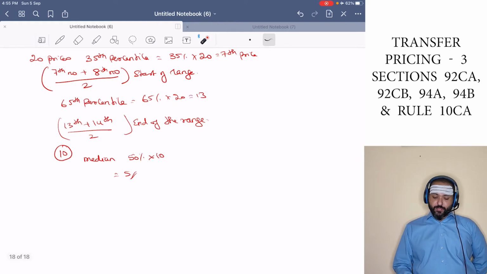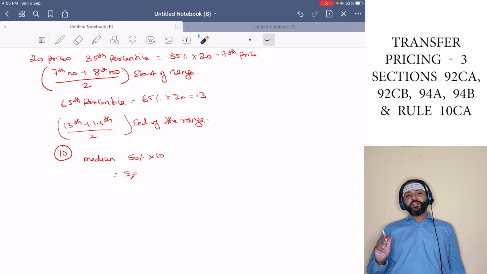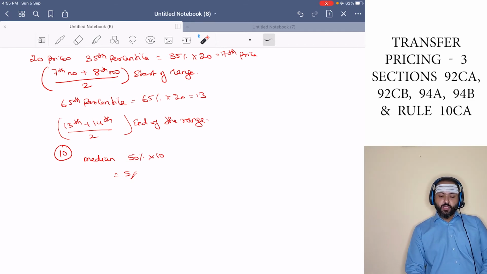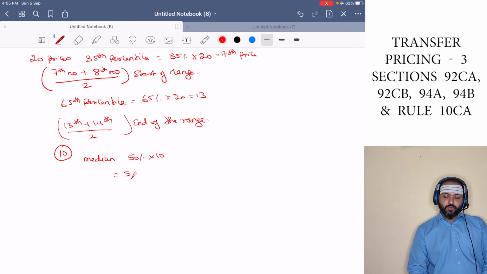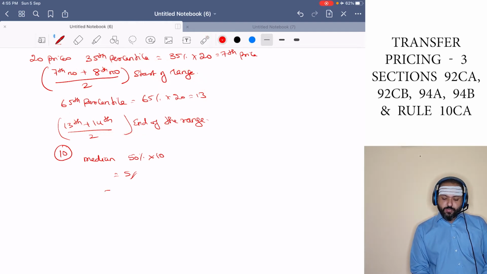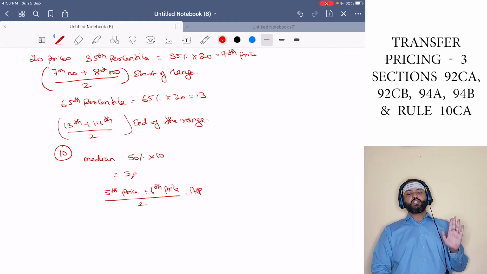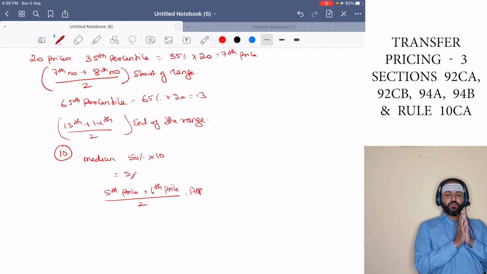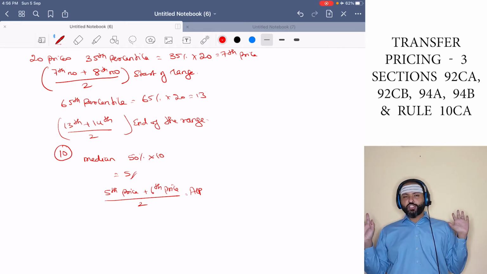But in this case, what has happened? We have actually got a whole number here. So what will we do? We will not take the fifth number. We will do whatever we did over here. We will take the fifth price plus the sixth price, the average of the fifth price and the subsequent price, the sixth price, divided by 2 as the arm's length price. Okay, so this is what we have to understand with respect to the basics of the range concept.